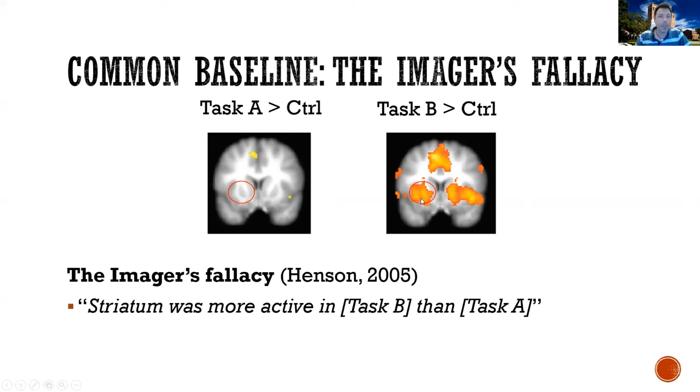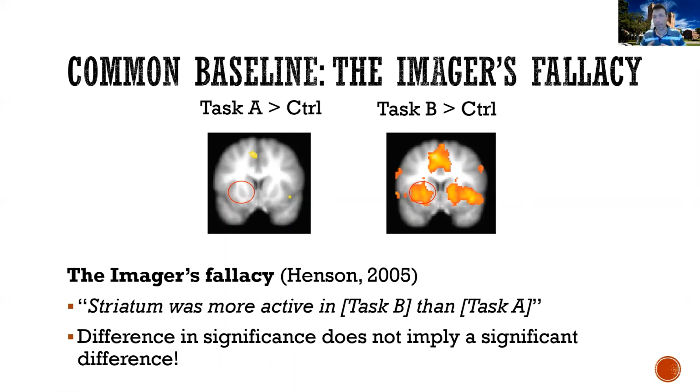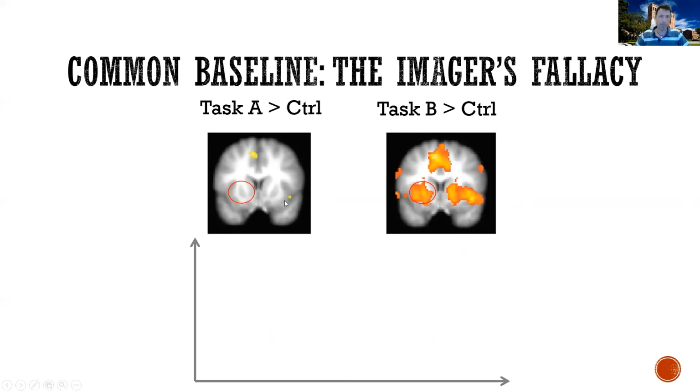Just because task B versus control gives you significant activation, but task A versus control does not, you might be tempted to say, well, therefore, during task B, it must be more active than in task A. However, that is not the case. This is what the imager's fallacy is. And in words, it would be that a difference in significance, meaning the fact that here it's significant and here it's not, does not imply that there is a significant difference between B and A. Let me show you what I mean.